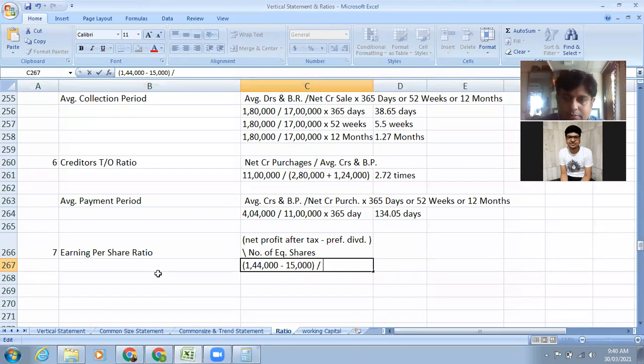How much time is left, tell me? Or do one thing after this: kindly join for 5-10 minutes. We'll finish those 4-5 ratios also. Yes, that will be better rather than keeping it pending.